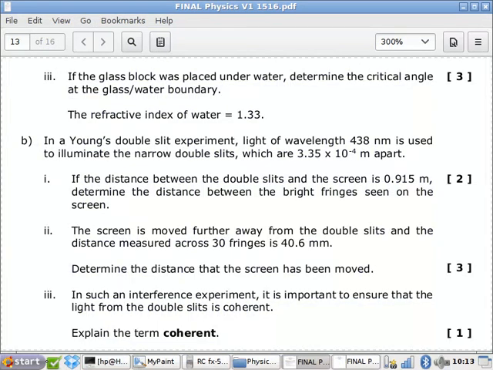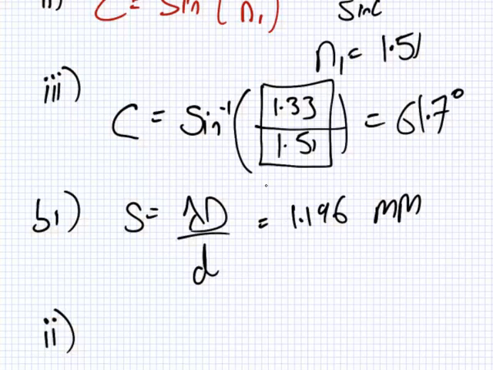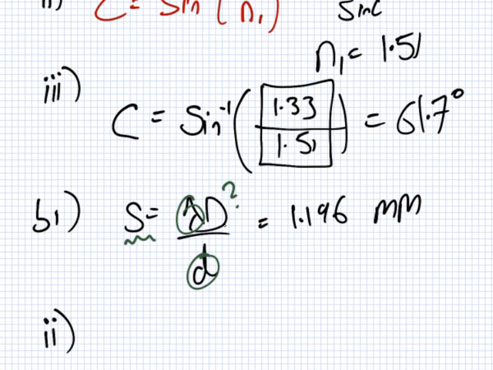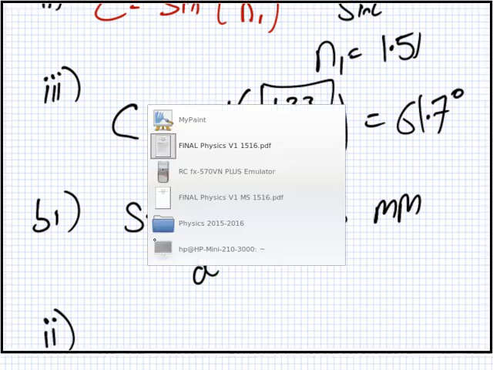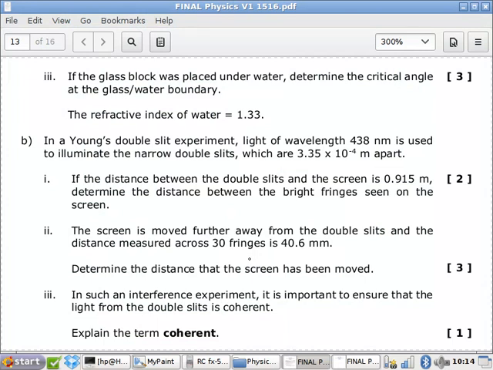You move the screen further away, and the distance across 30 fringes is 40.6 millimeters. How far away have you moved the screen? So in other words, what they're doing now is they're giving you the s. This and this are still the same, and they want to know what the D is now. And they're kind of giving you the s in a sneaky way. They're not telling you the s for 1, they're telling you the s for 30 fringes. So it's 29.